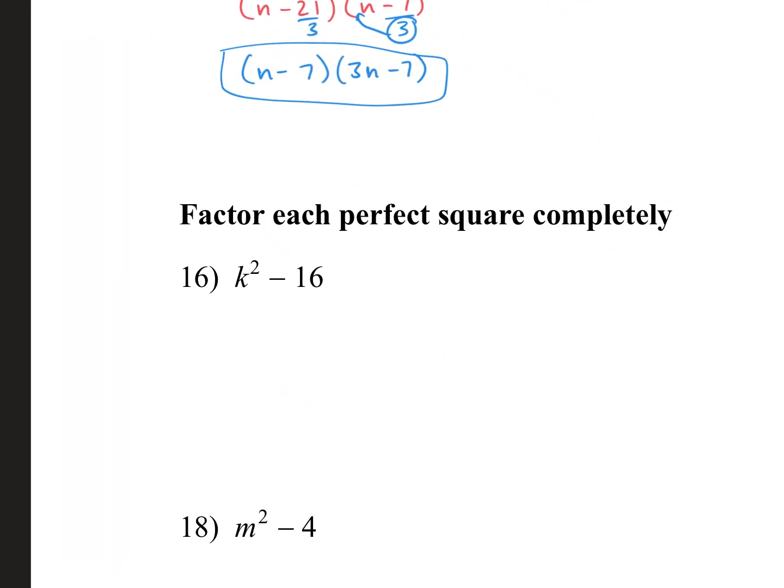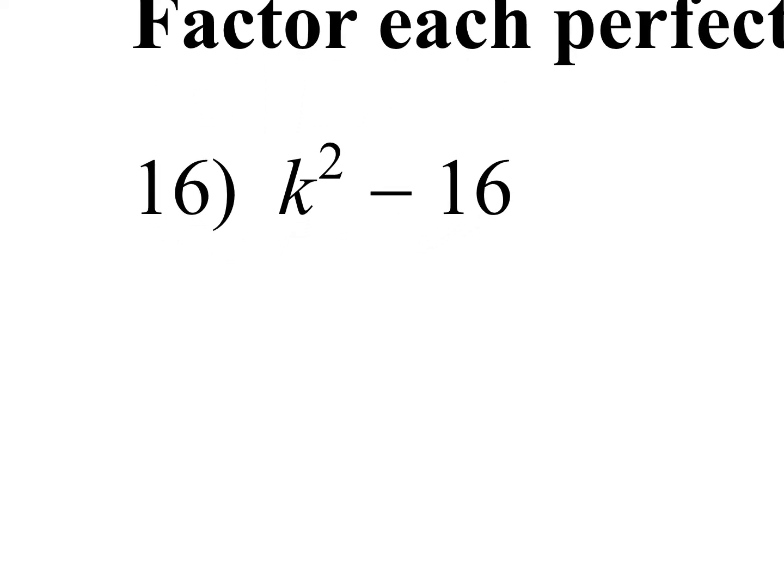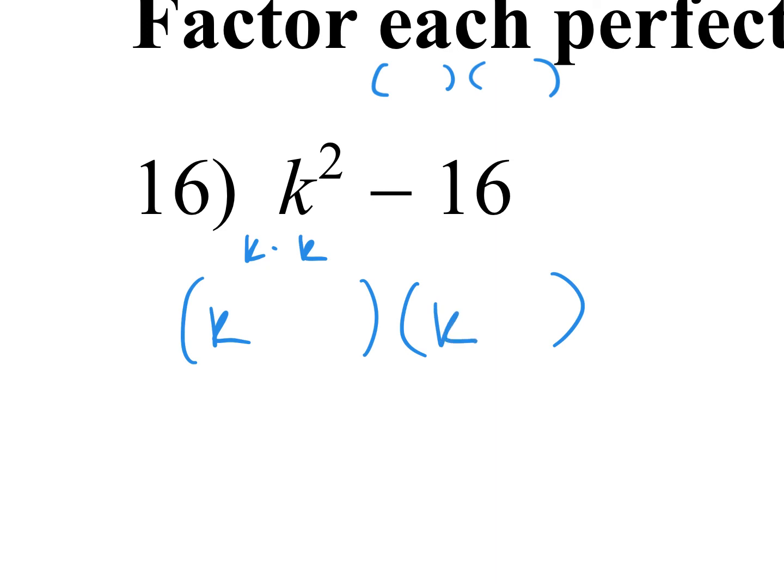All right, 16. Here, I'm factoring. They're both perfect squares, and when you have two of them, remember you have two sets of parentheses. So when it's only two terms and they're both perfect squares, you're going to have two parentheses. So what times what gives me k squared? K, so k times k. So a k goes here and a k goes here. What times what gives me 16? 4 times 4. So 4 goes here and 4 goes here.